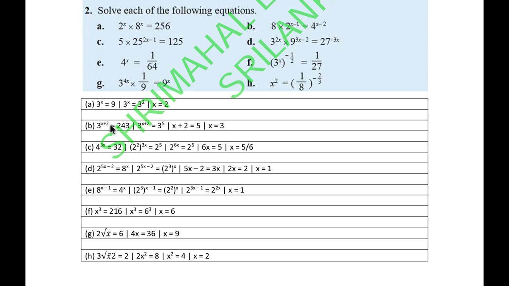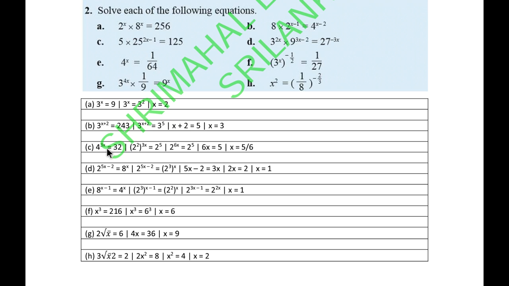Now see the b part, that is 3 to the power x plus 2 equals 243. So 243 you can write in base 3. That's 3 to the power x plus 2 equals 3 to the power 5. So x plus 2 equals 5, x equals 3.